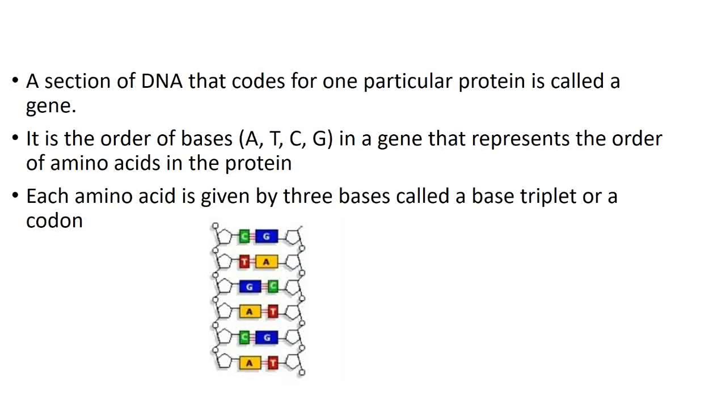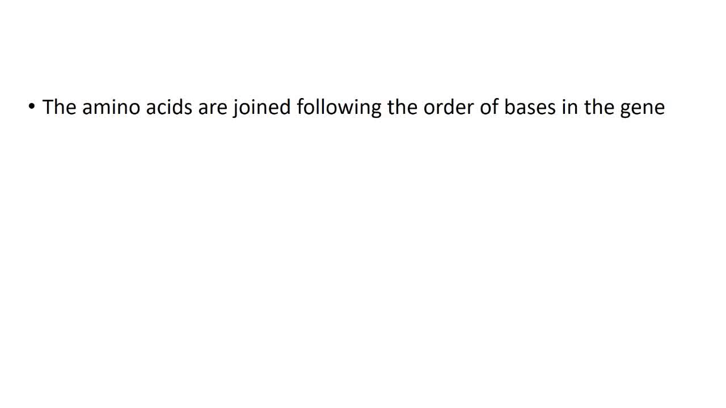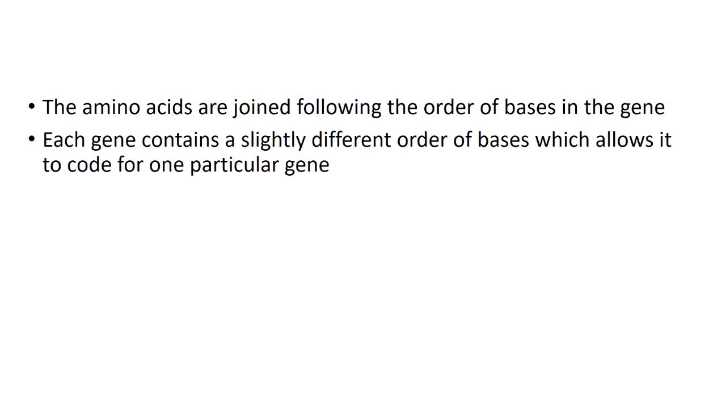Each amino acid is given by three bases, called a base triplet, or a codon. In the diagram below we can see two codons, C, T, and G, and A, C, and A. Both of these will code for different amino acids. The amino acids are joined following the order of bases in the gene. Each gene contains a slightly different order of bases, which allows it to code for one particular protein.